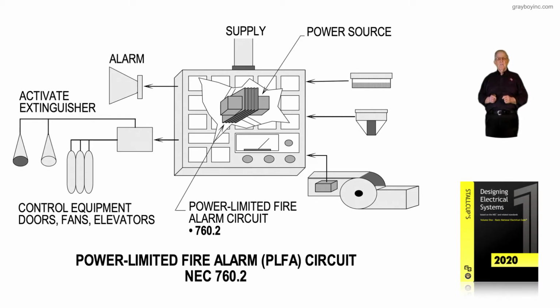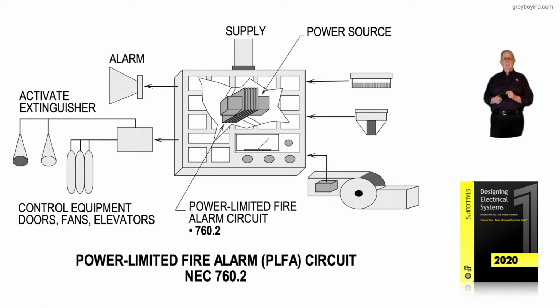Now this illustration is illustrating power limited fire alarm circuits, which are talked about in 760.2. But notice again, we have the power source listed, and all the items that it might control. Lights, emergency exit lights, lights just come on to give you lighting to show you an escape path.